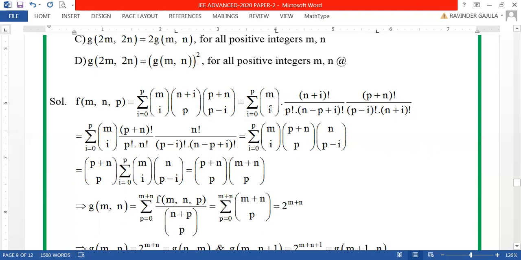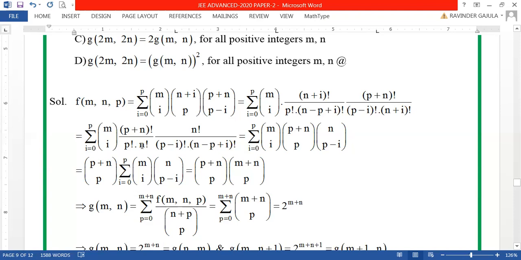Taking this mCi as it is, (n+i)Cp can be taken as (n+i) factorial by p factorial of (n-p+i) factorial, into (p+n) factorial by (p+n) factorial. Here (p+n) minus p becomes n plus i factorial. So this (n+i) factorial will be cancelled, and the remaining can be taken as (p+n) factorial by p factorial of n factorial.